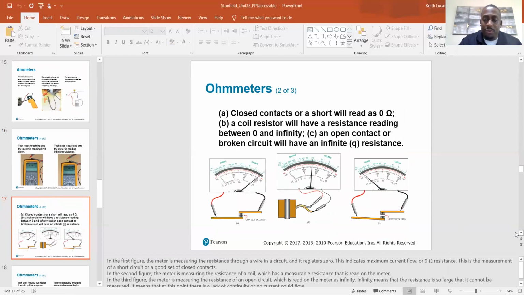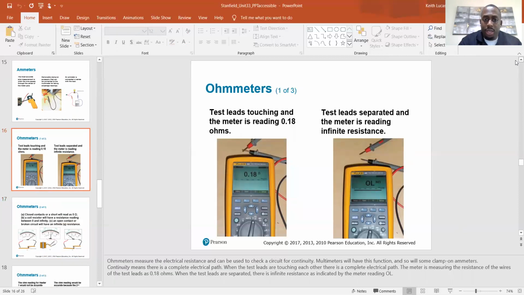And that would be the same if you were checking an actual circuit. The leads right here are touching each other, but if you were putting each lead at a different point in a circuit, and that circuit had a complete path, then it would still give you a resistance reading. If you put each of these leads on different points of a circuit, but that circuit is open at some point, then you'll get the OL reading.